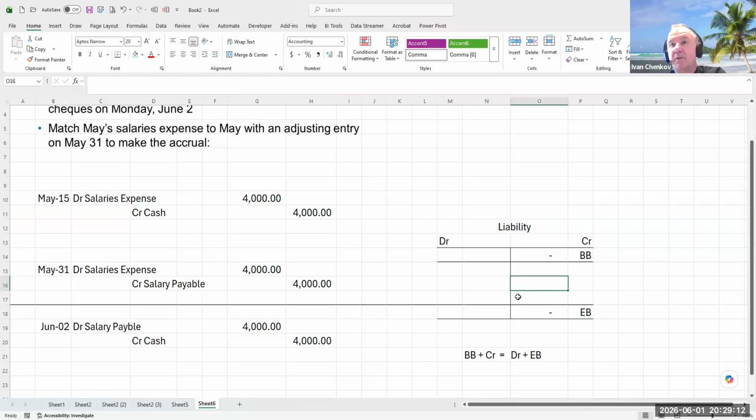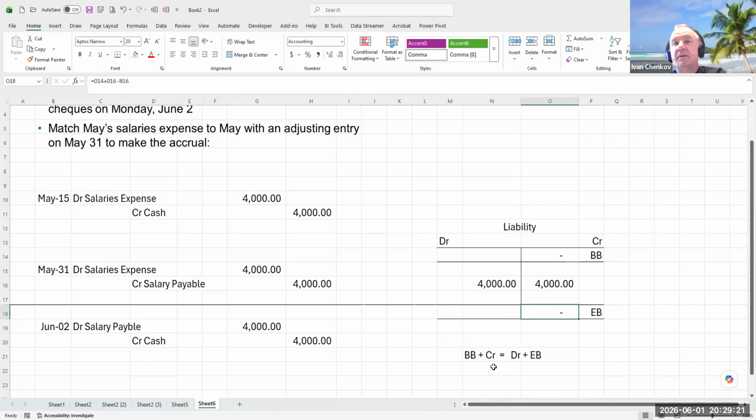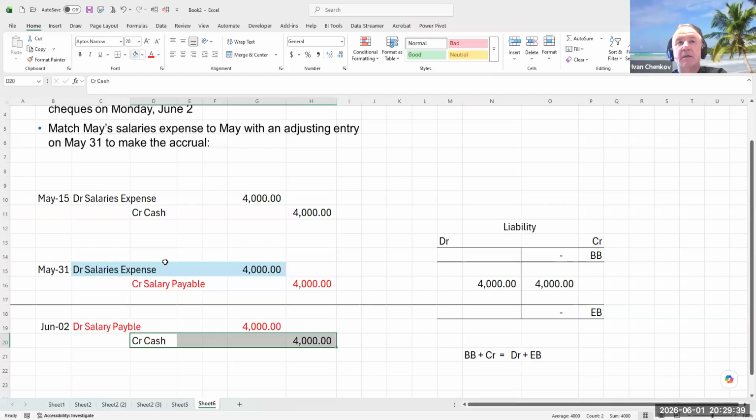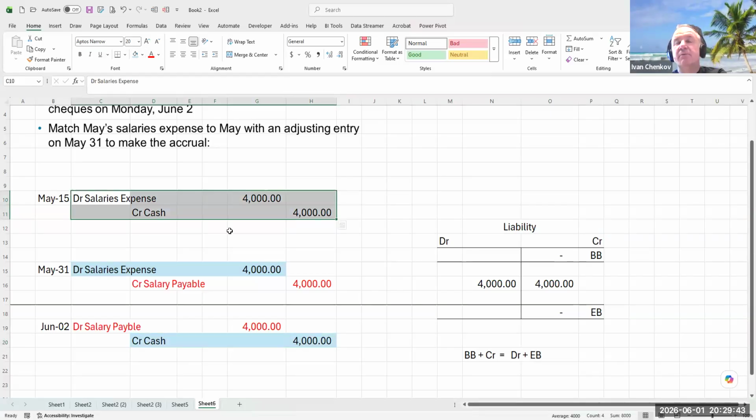I bring the balance 4,000 and then I close it 4,000. How much is now the balance of this account? 80. Temporarily, I have the balance. So if you look closely, if I eliminate this and I eliminate this, then what's left? Salary expenses and cash, which is exactly the same entry which I have on the 15th.